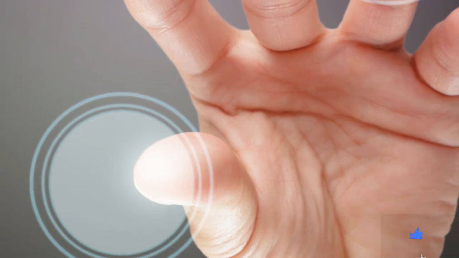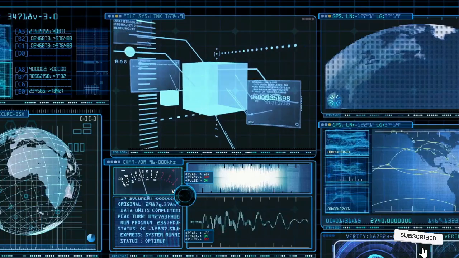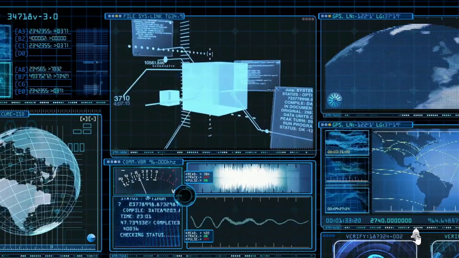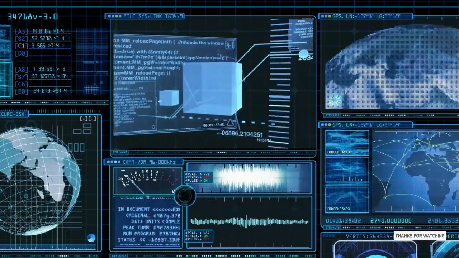So you see, resistive touchscreens are all about pressure. So it's the pressure of your touch that makes resistive screens respond. Capacitive touchscreens, on the other hand, work a little differently. Now, let's dive into the world of capacitive touchscreens.